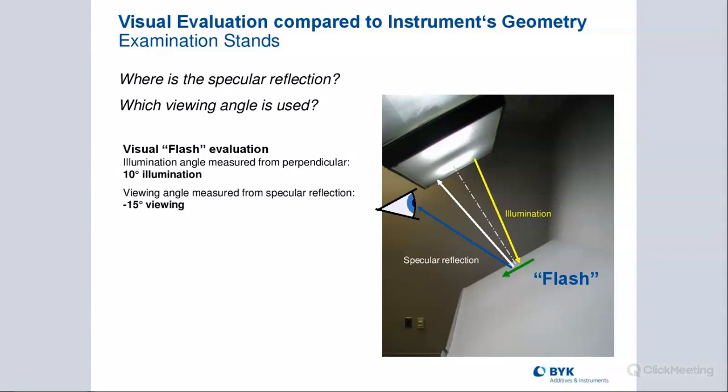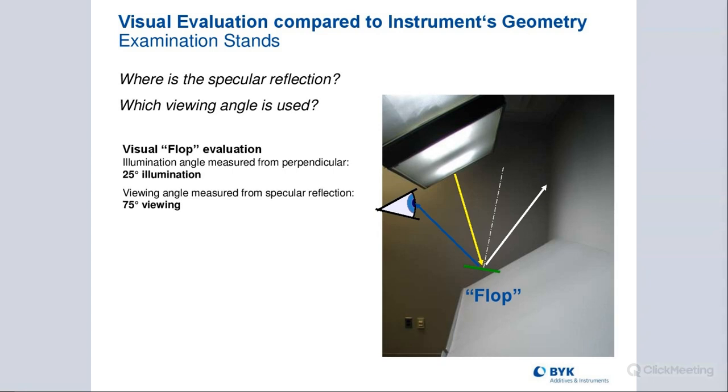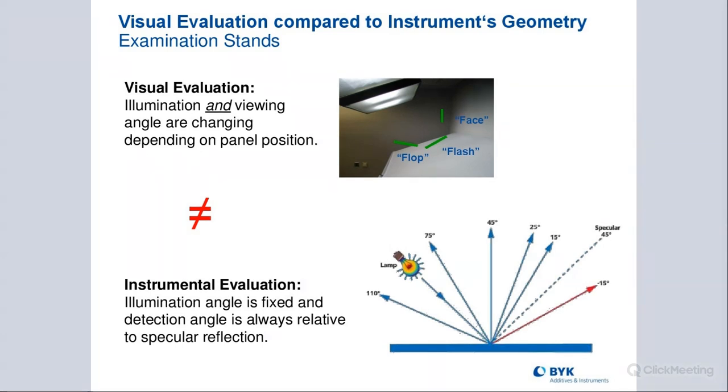So I have 10-degree illumination minus 15-degree viewing approximately in the setup. And then on the flop, I have roughly a 25-degree illumination and 75-degree viewing. So what's happening is you're changing both the illumination angle and the viewing angle. And that's not how the instruments work. The instruments are fixed at 45, and then they have multiple pickup points from minus 15 all the way through 110. So the best way to simulate that is to look at a multi-angle light booth.